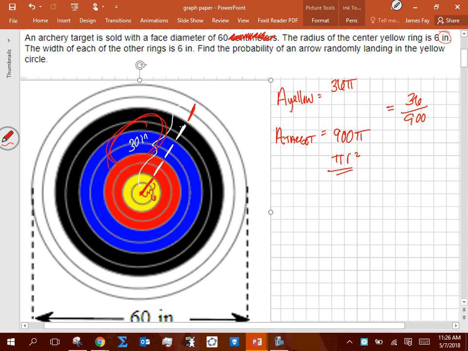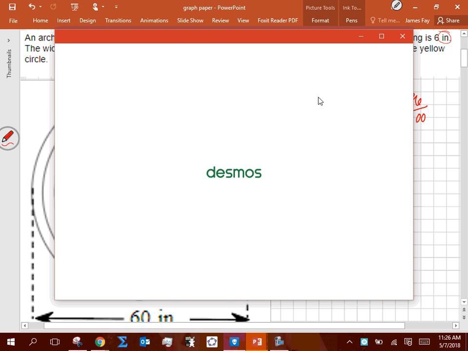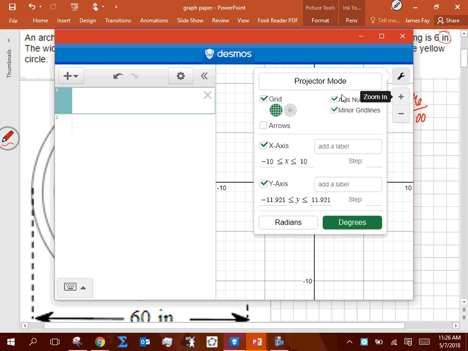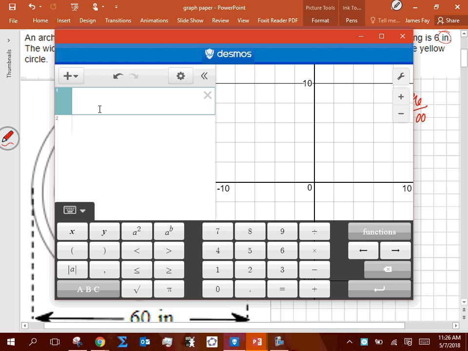What happens to the pi's? Yeah, they cancel each other out. So 36 divided by 900 then. Okay, 0.04. They want it as a decimal, but if we change it to a percent, it'd be 4%, right?